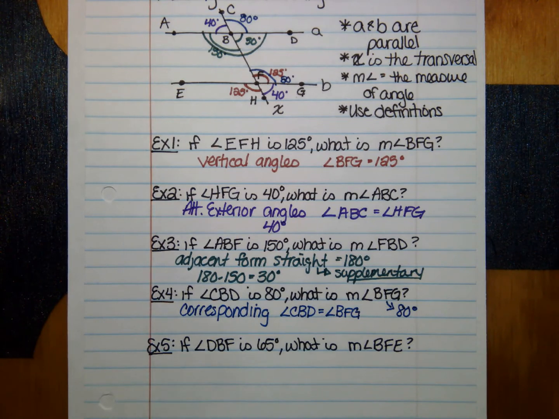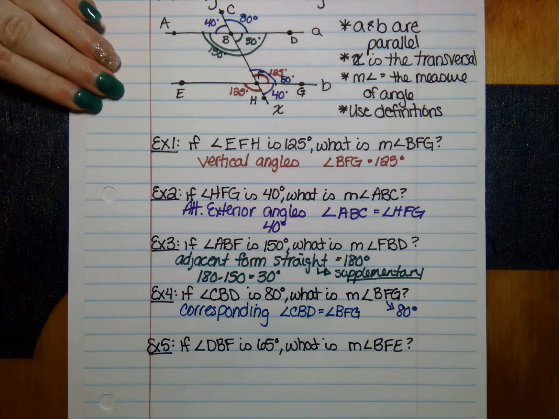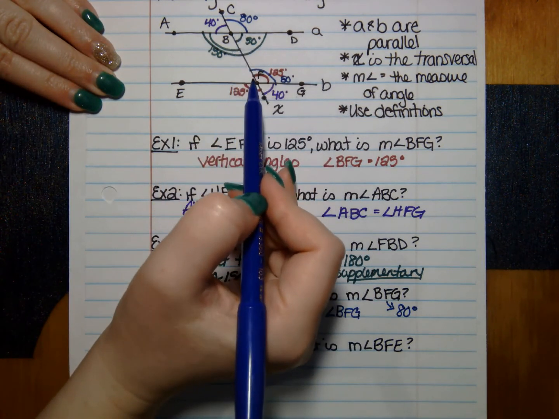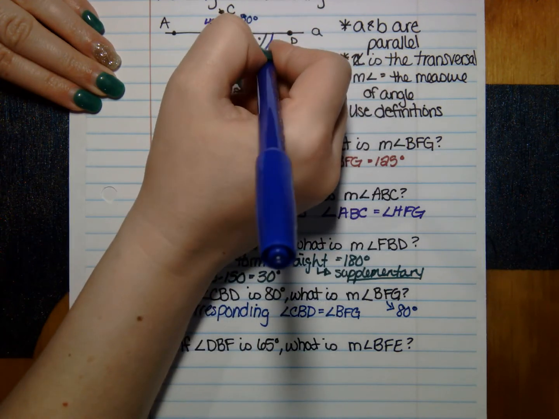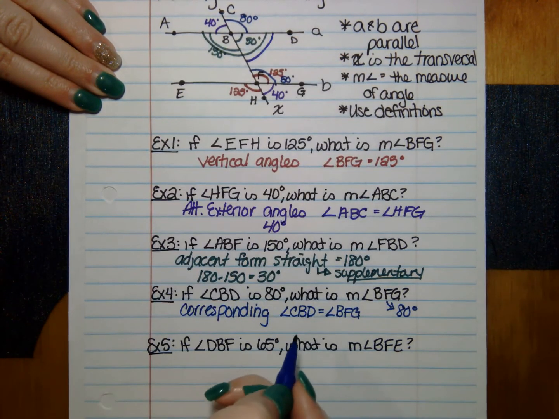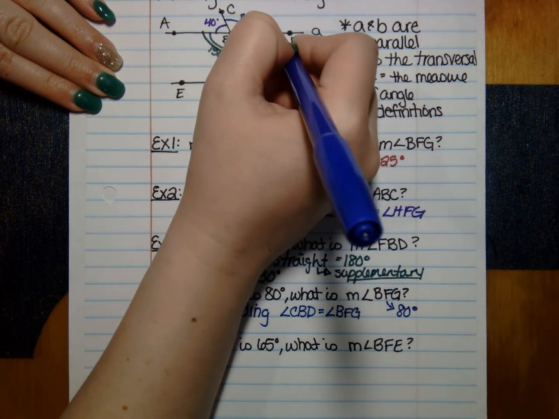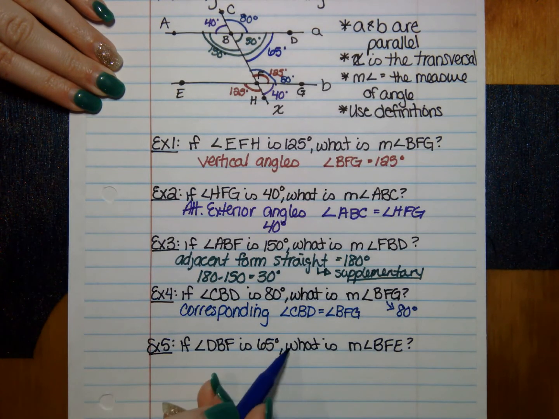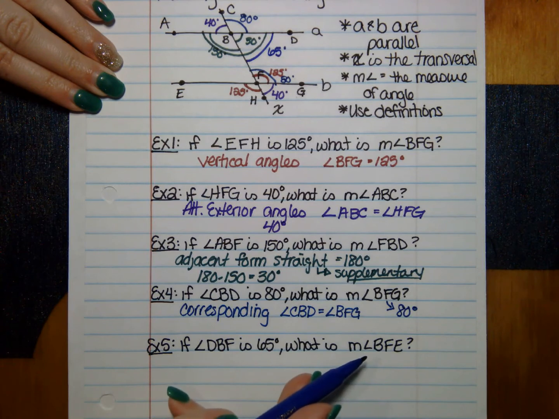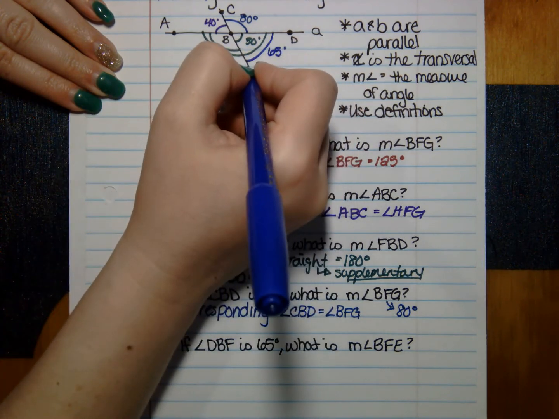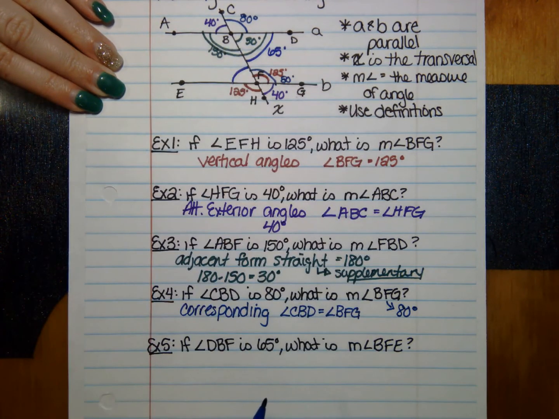And lastly, we have example 5. It says if DBF, so again, this angle is equal to 65 degrees, what is the measure of BFE? So BFE, we want to know what this angle's measure is.